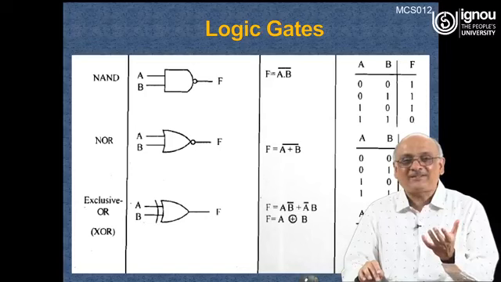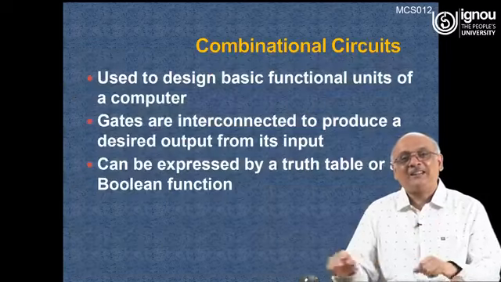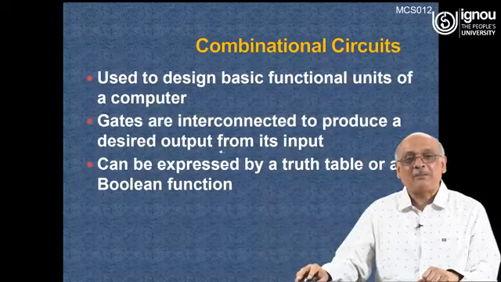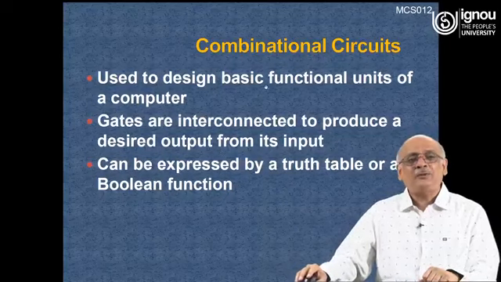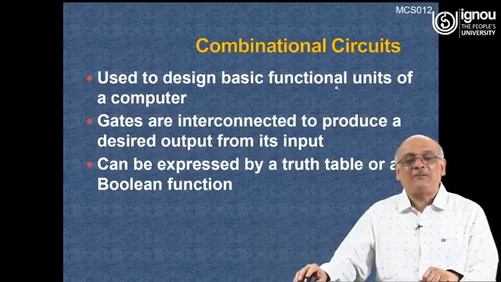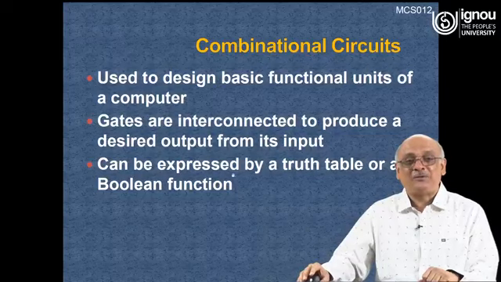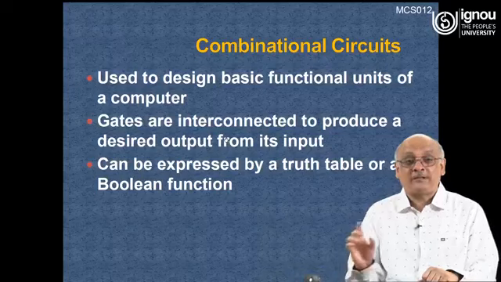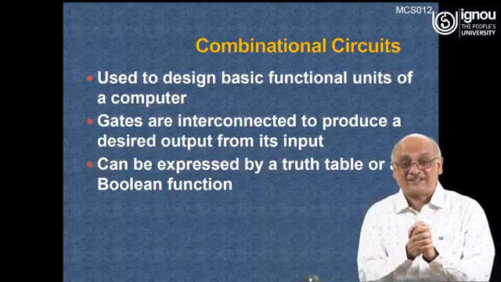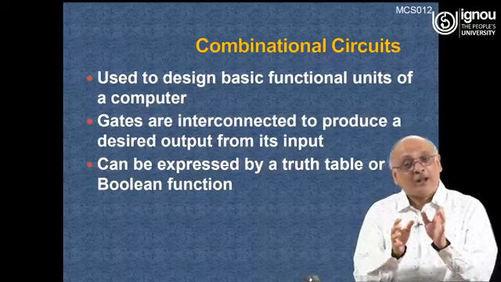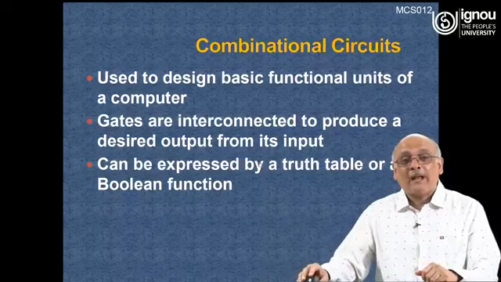How? Let's go to that particular domain, and this is through combinational circuits. Now, why do we need combinational circuits? They are used to design basic functional units of a computer. Okay, so this is what we would like to see, how they are used. Gates are connected to produce a desired output from the input. Now that is very, very important. But what should be the basis of that interconnection? How would gates be interconnected? How will the diagram be drawn? And it can be expressed by a truth table or Boolean function.